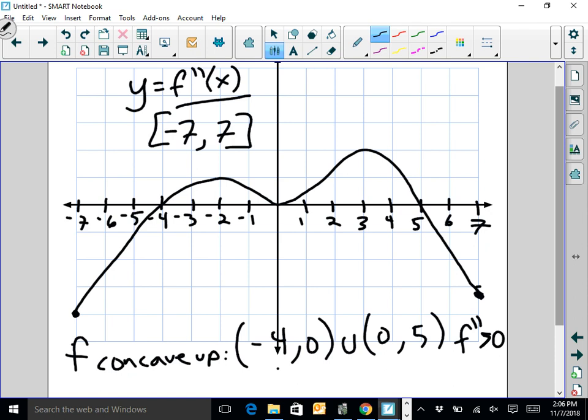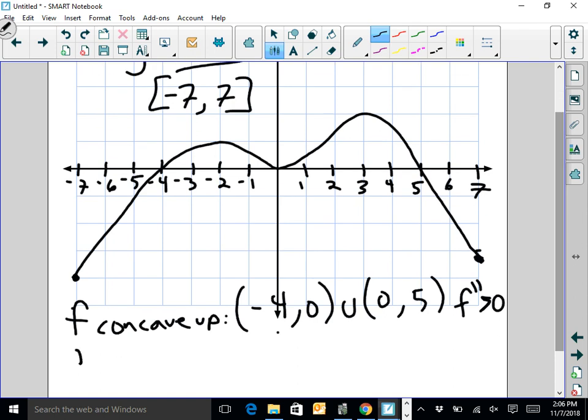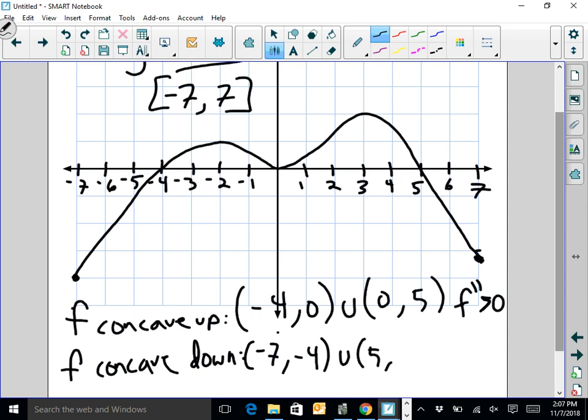How about F being concave down? Well, if F is concave up when F double prime is positive, F is going to be concave down when F double prime is negative. So what parts of this F double prime graph are negative? Well, from -7 to -4, union 5 to 7. Again, my justification, that's where F double prime is less than 0.